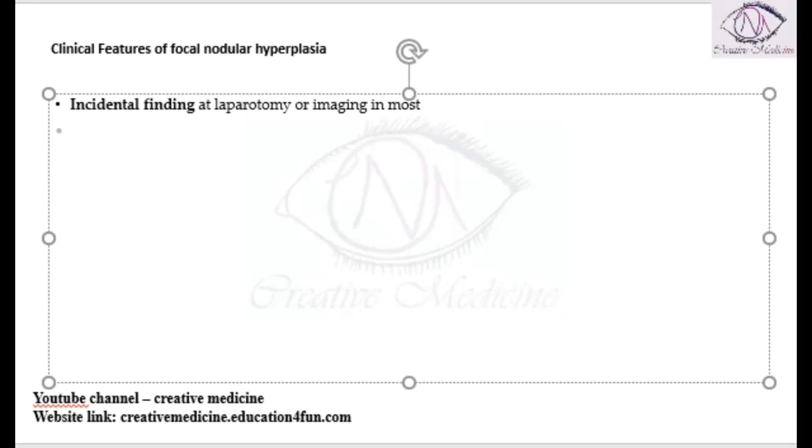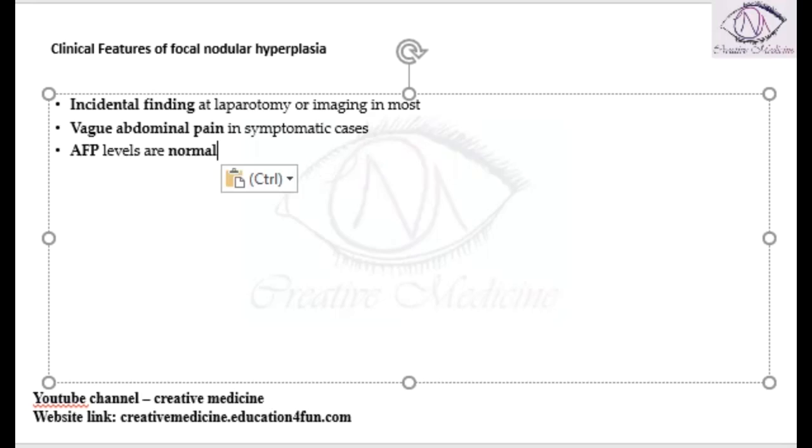It is asymptomatic in most of the patients. In symptomatic patients, vague abdominal pain is seen. If you see the alpha fetoprotein levels, they will be found to be normal in these patients.